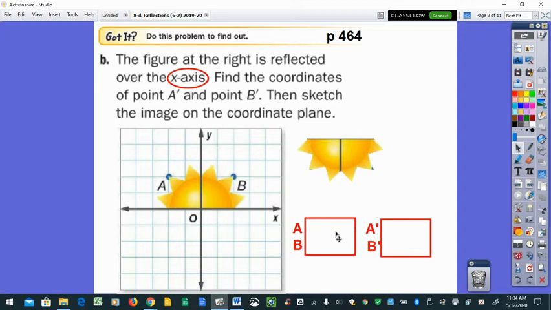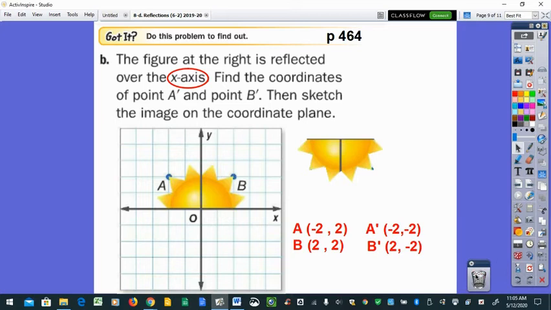Okay, so if you looked at the points A and B, these are the original coordinates. A would be 2 to the left and up 2, which is (-2, 2), and B would be (2, 2). Now, if we're reflecting over the x-axis, the x's are going to stay the same and the y's are going to change sign. So if we look at (-2, 2), right here is going to be the reference point A prime. I'm kind of circling it. And B prime would be at (2, -2).